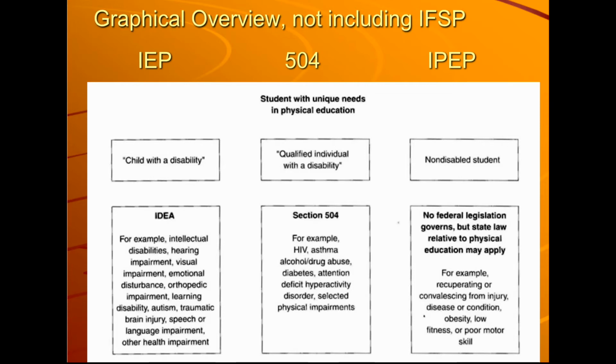So the students who will qualify for this are non-disabled students but have certain conditions such as they have been recuperating from injury, a disease, or they have certain conditions such as obesity, low fitness, or poor motor skills. But in the Philippines, we do not encourage that they will be separated from the regular PE program just because they have low fitness or they have poor motor skills. We still encourage them to join the regular PE program.